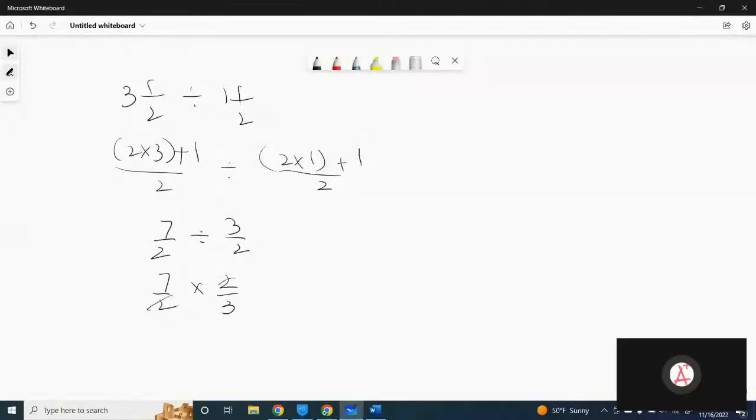You can cancel out 2 here. It would be 7 over 3. Just divide 7 by 3. 3 times 1 is 3 and you're left with 4. It would be 1 whole 4 over 3. Got it? So it would be 1 whole 4 over 3.